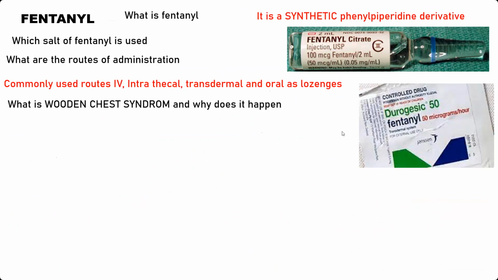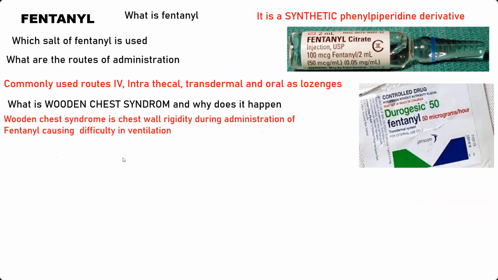And what is wooden chest syndrome? And why does it happen? It also reacts with dopamine causing chest wall rigidity. Same point like muscle rigidity in the last slide. So wooden chest syndrome is a chest wall rigidity during administration of fentanyl causing difficulty in ventilation.